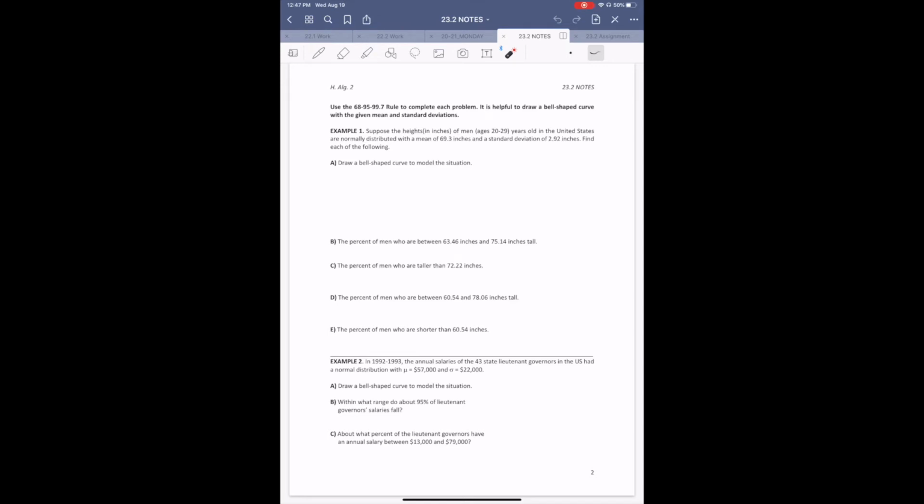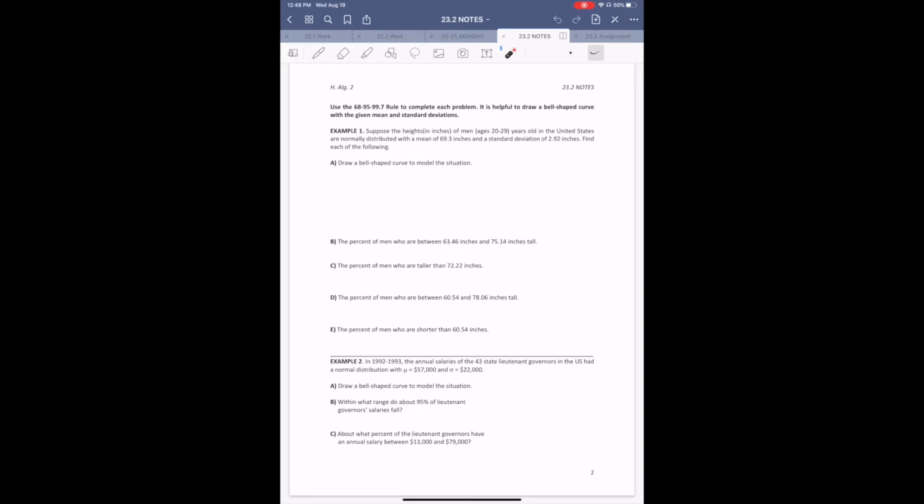Continuing on with the bell curve, we are going to use the 68, 95, 99.7 rule to complete each problem. Now, the first thing we are going to want to do is create a bell-shaped curve with the given mean and standard deviations to help us identify the given values or the data values we are searching for.